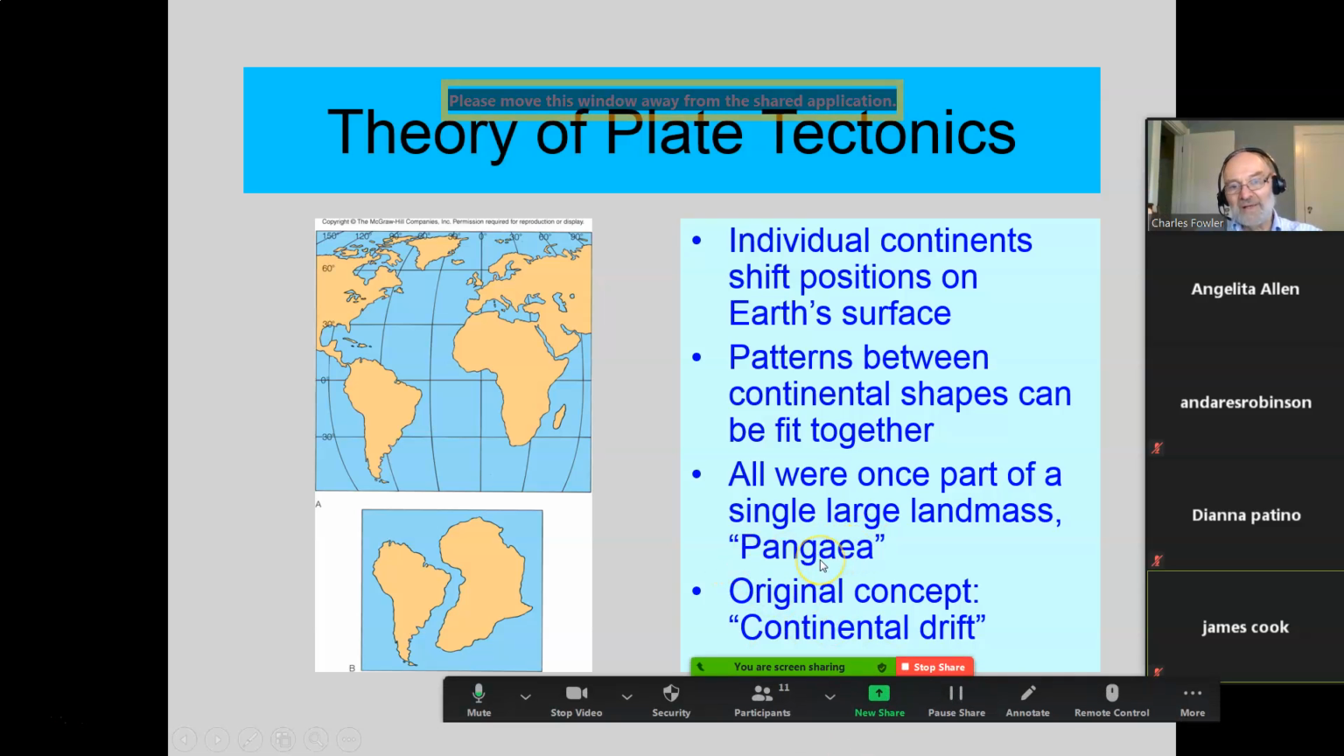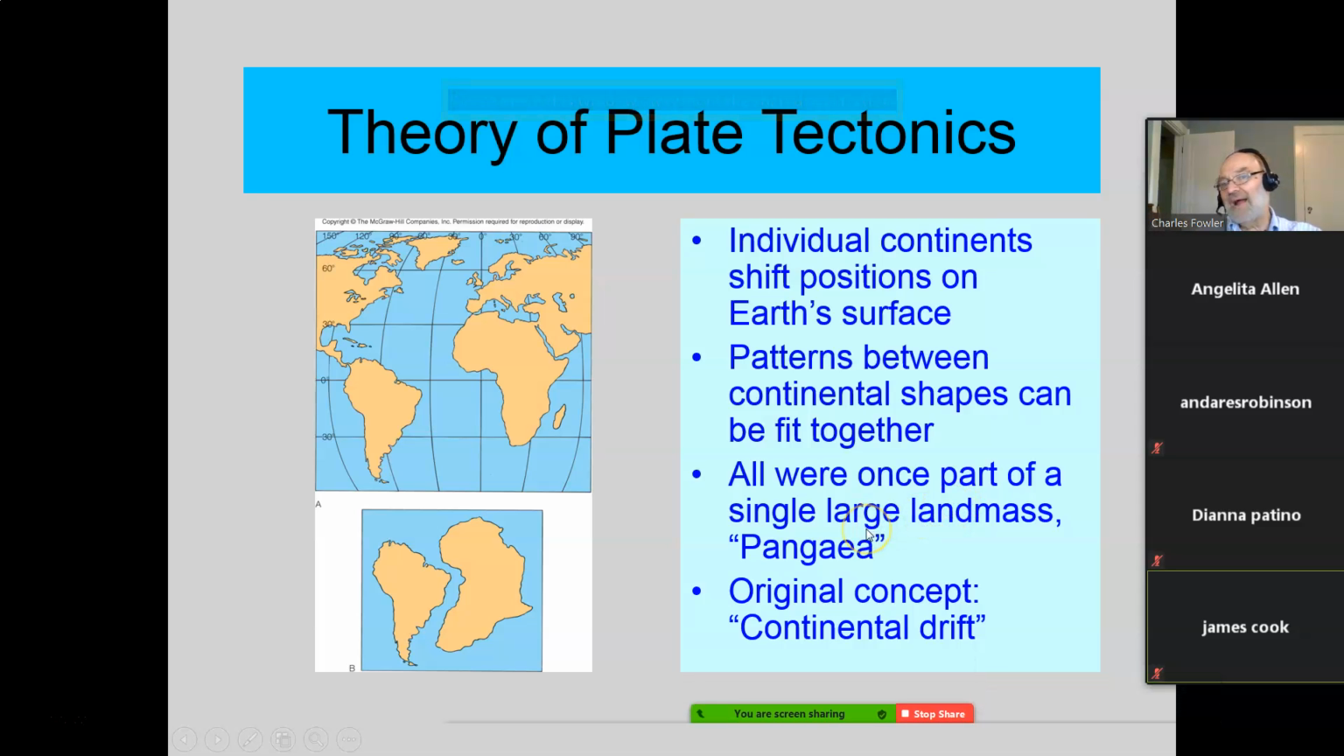Pangea was one big continent, and that's what it was called, a single large landmass, Pangea, surrounded by a massive, massive ocean. Okay? Originally, this was called continental drift. Now they call it plate tectonics because we have a much better understanding of the how and the why this could be. Okay.